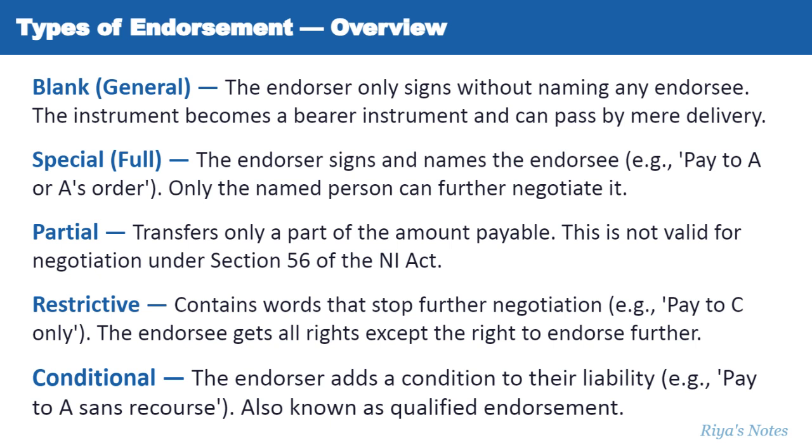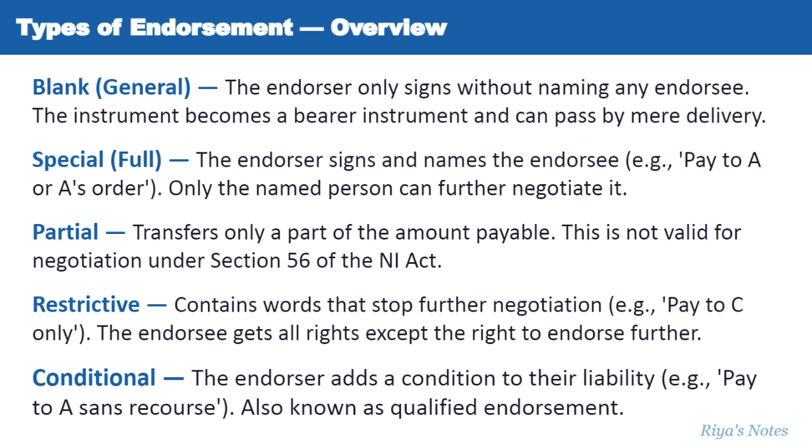Types of endorsement overview. Blank, general: the endorser only signs without naming any endorsee. The instrument becomes a bearer instrument and can pass by mere delivery. Special, full: the endorser signs and names the endorsee, e.g., pay to A or A's order. Only the named person can further negotiate it.